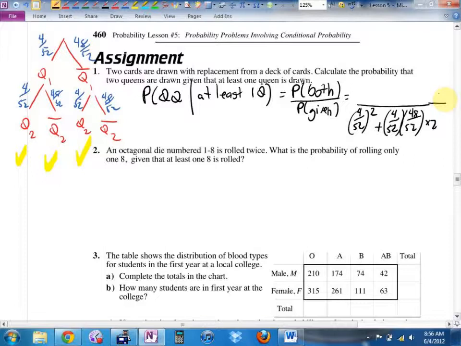It'll be 4 out of 52 times 4 out of 52 plus 4 out of 52 times 48 out of 52 plus 48 out of 52 times 4 out of 52. It's the top I want to talk about. This is where the grammar is weird.